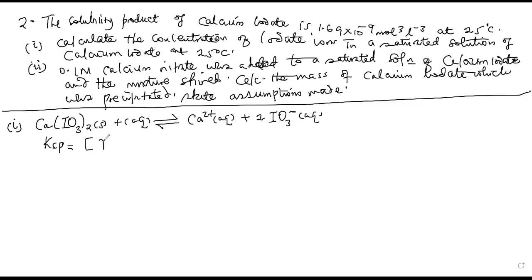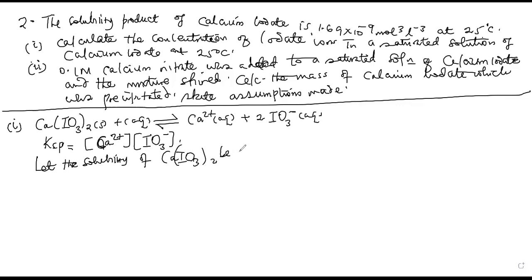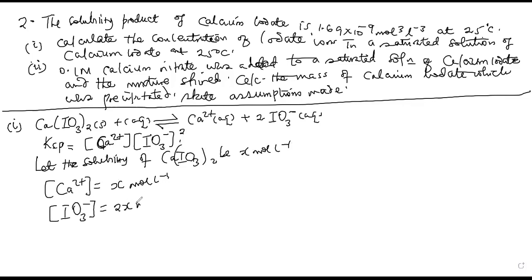KSP equals the concentration of calcium times the concentration of iodate ions squared. They want the concentration of iodate ions, but we can get it by letting the solubility of calcium iodate be X moles per liter. If the concentration of calcium is X moles per liter, then the concentration of iodate ions, because of the ratio, will be 2X moles per liter.